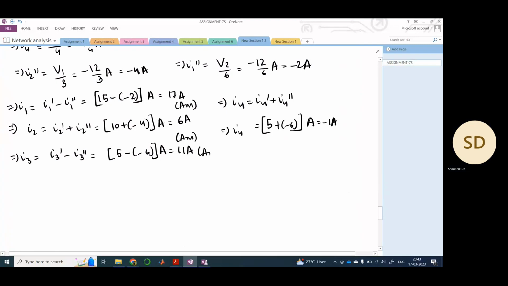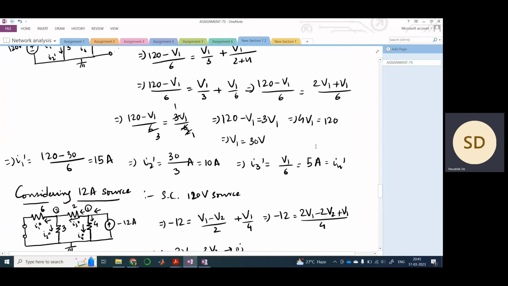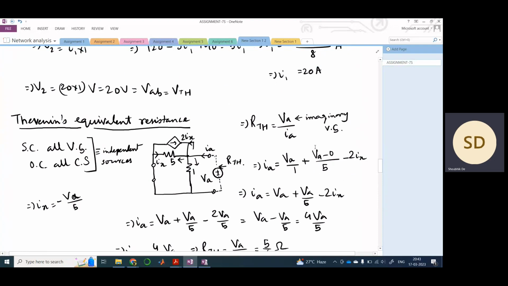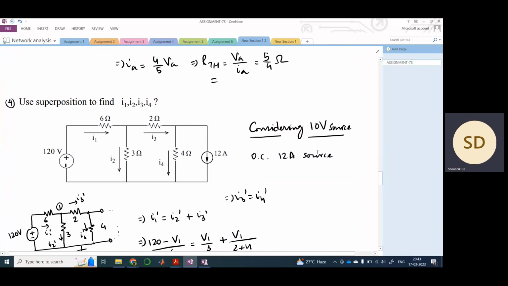Okay. So while you are solving this problem, you must be really very careful about the signs and the directions, because that would confuse. If you make a mistake in any of the steps, it would create chaos, and then you won't be able to find the correct answer. So this is how you solve the superposition principle.